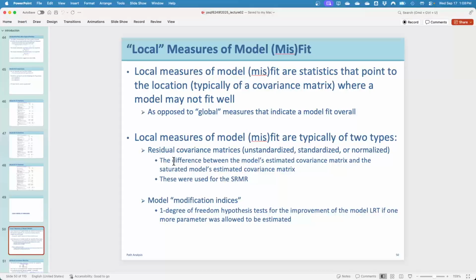And so that's where you get a couple different types. Standardized, which tries to basically look at, I'm going to make an analogy here. It's like looking at difference in correlation.